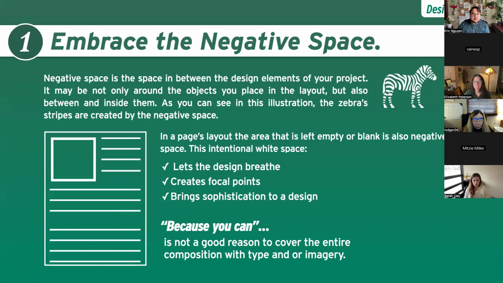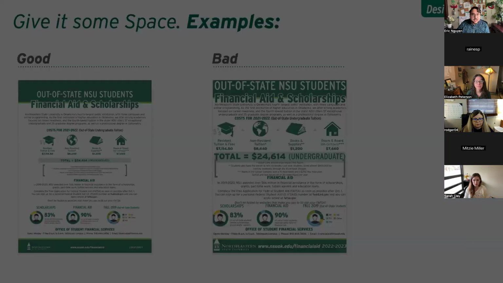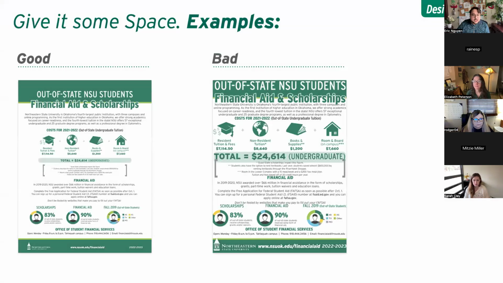Number one, embrace the negative space. Negative space is the space in between the design elements of your project. Negative space lets the design breathe, helps create focal points, and brings sophistication to a design. Here are some examples. On the good, everything has breathing room that gives each part of the design a chance to shine. It also helps give the project a clean and easy to follow appearance.